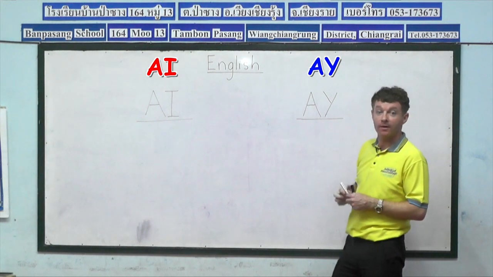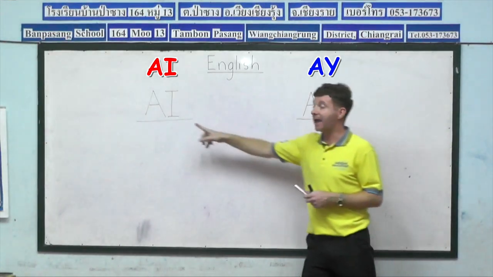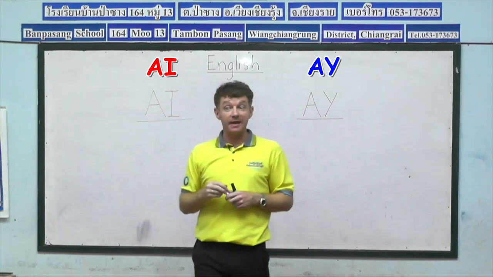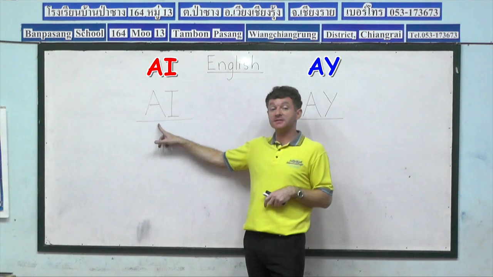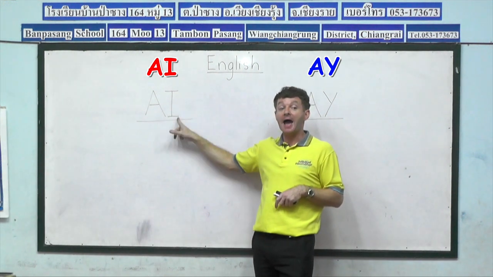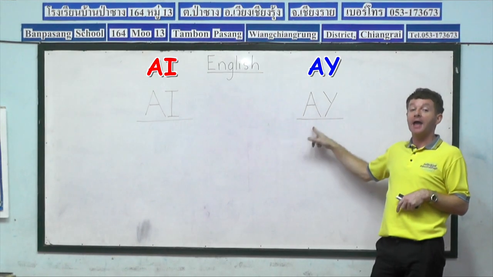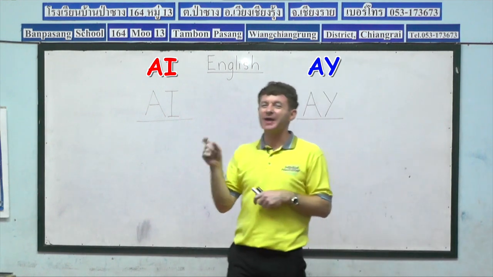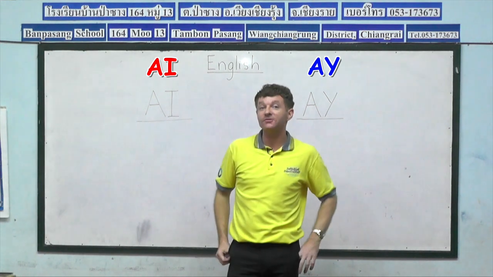So, A. A. Sound very similar, yes? But they're different spellings. How do we spell this sound? A-I. How do we spell this sound? A-Y. Now, can anybody think of any words in English that contain the two letters A-I?